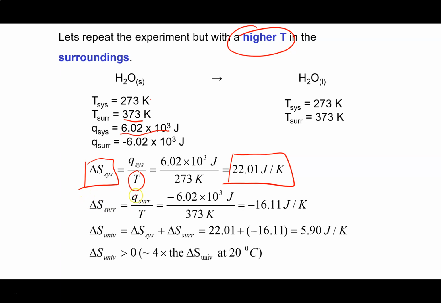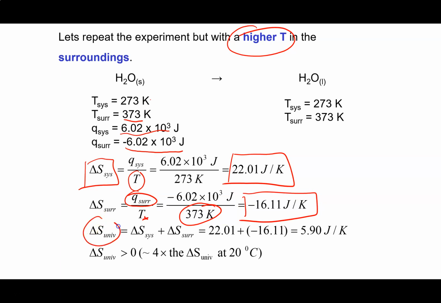Now for our surroundings, again, the heat lost by our surroundings hasn't changed because the amount of heat required to melt ice is a constant. But the temperature of our surroundings is bigger. Now it is 373 K, whereas previously it was 293. Okay, so that means that we're going to have a different change in entropy of our surroundings.